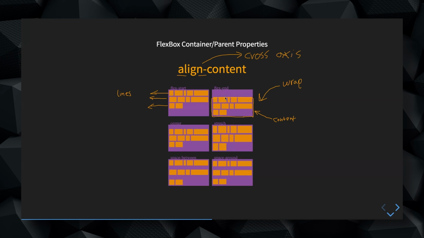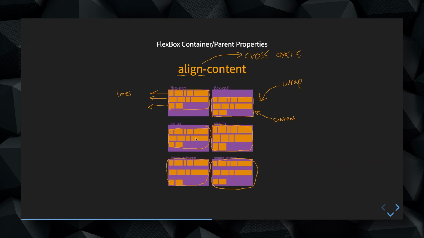So if we take these three lines as a group, not as a single line, and we want to align them inside the Flexbox, the parent, the container, we use align-content and we move this whole box like this, and we set inside the content the alignment of its individual lines.